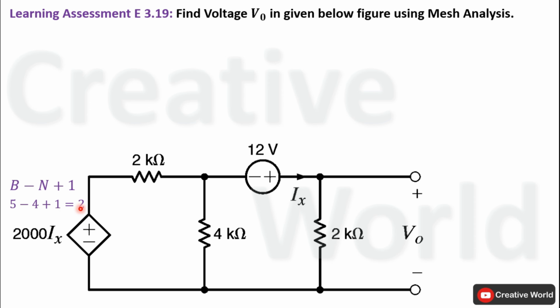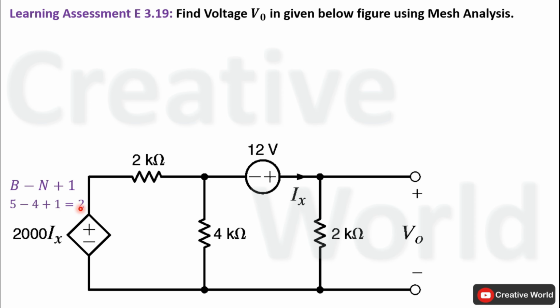Current entering terminal is positive, so voltage across this 4 kilo ohm resistance will be taken with positive sign. Next, current entering terminal is negative, so voltage across this dependent voltage source will be taken with negative sign, minus VDS. Next, current entering terminal is positive, so voltage across this 2 kilo ohm resistance will be taken with positive sign. Now we have to replace these voltages with their equations.